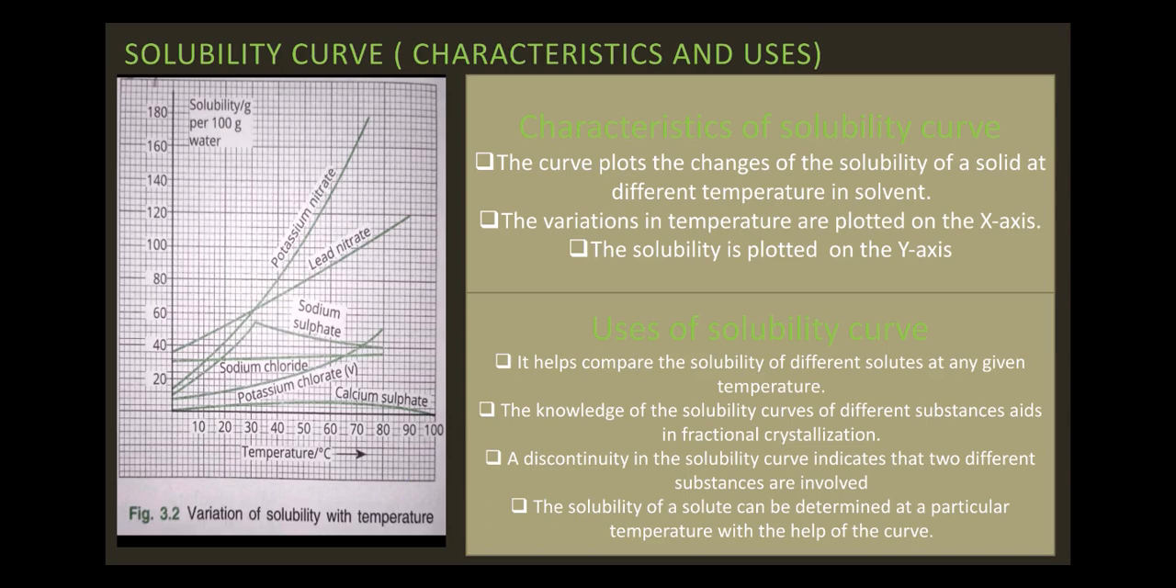Now, what are the uses of solubility curve? It helps compare the solubility of different solutes at any given temperature. The knowledge of solubility curves of different substances aids in fractional crystallization. A discontinuity in the solubility curve indicates that two different substances are involved, and the solubility of a solute can be determined at a particular temperature with the help of the curve. So this is all about the characteristics and uses of solubility curve.